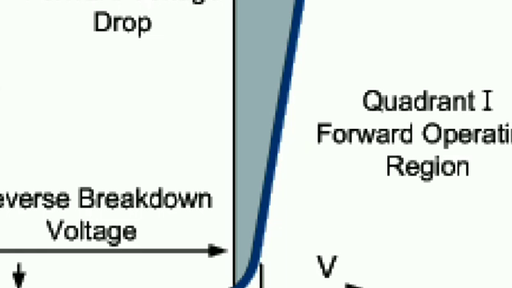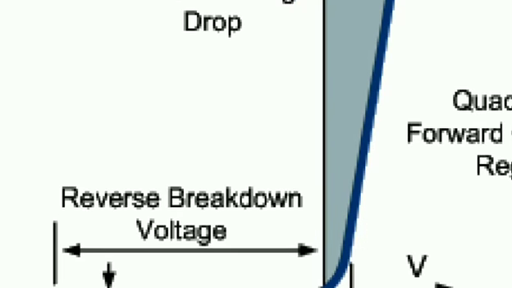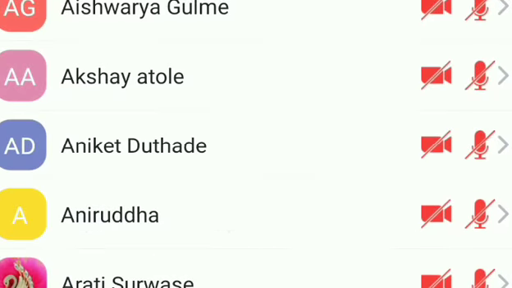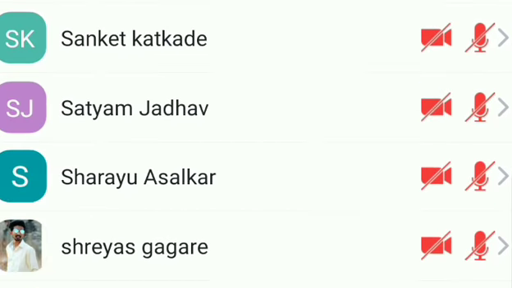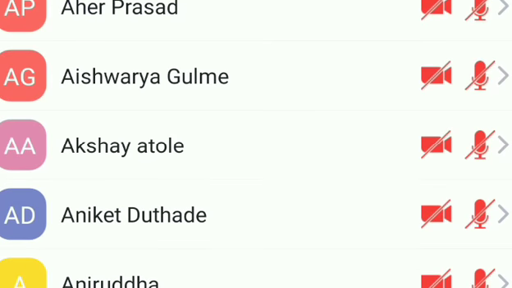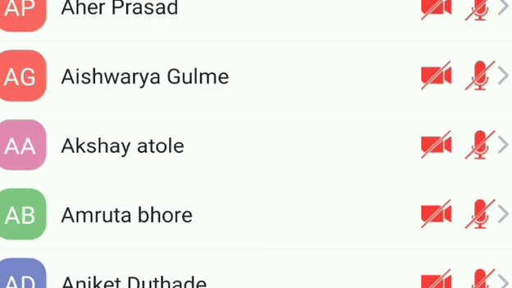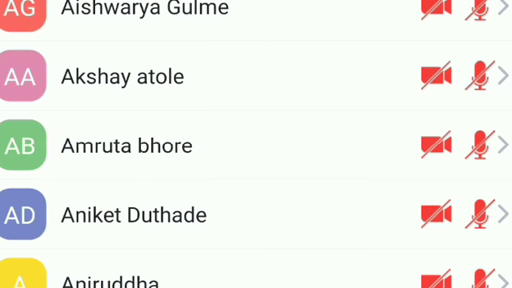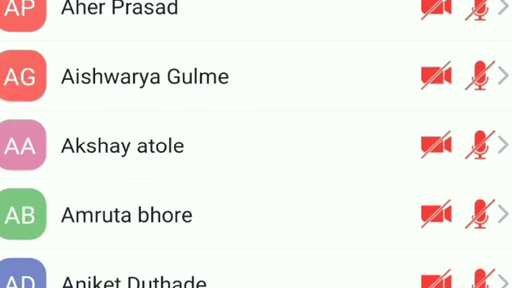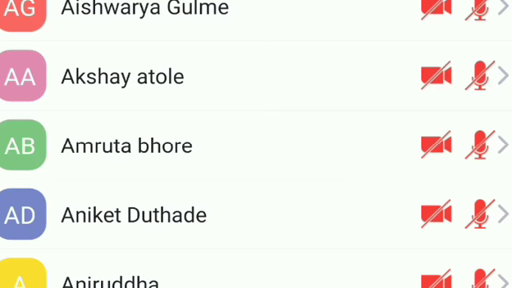Have you got the forward characteristics of the diode? If anyone is facing any issue, you can ask me. Otherwise, we will move to the reverse characteristics. If anyone did not understand anything here, you can ask. Is there any issue? Yes, go ahead. Okay, it is going a bit fast. Okay, okay, it's fine.